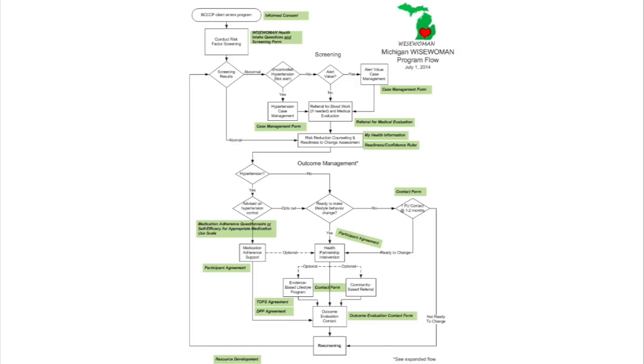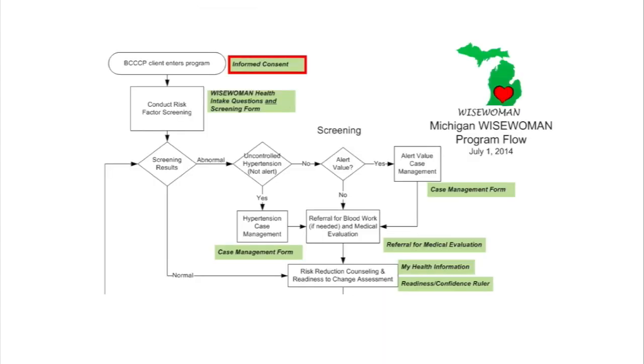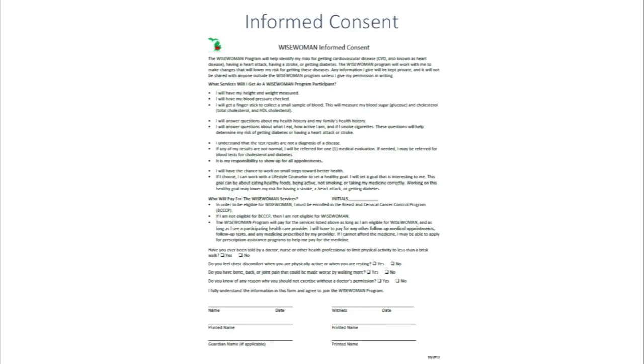This is the Wise Woman program flow. We won't be looking at the whole thing in these videos. What we're going to focus on is the top part of it, and we will actually cover the outcome management in the Community Navigator training. All right, first thing we're going to do is look at the informed consent form. That's our first form, and this is it here.